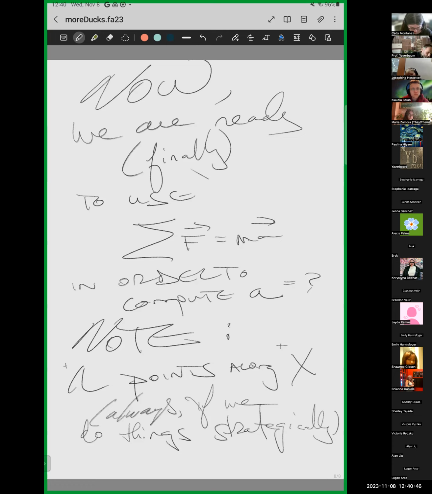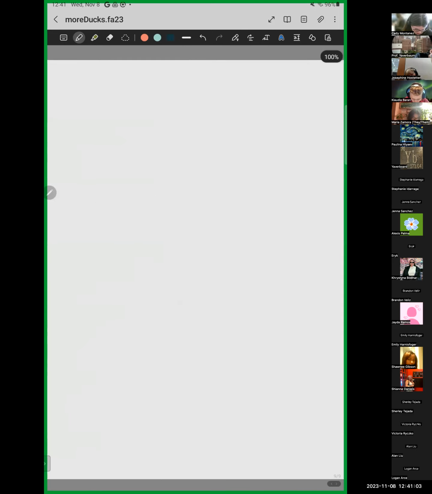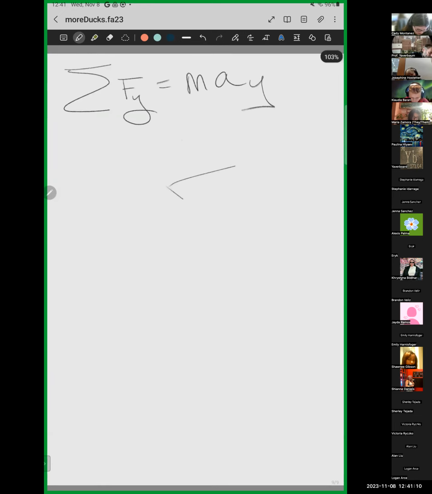So here's what I do. Start with the y-axis. That's a strategy, not a law, but it's a pro tip. What do I mean by start with the y-axis? I'm going to say the sum of all the y forces equals the mass times the acceleration along the y-axis. I'm finally ready to plug in for that left side. All of this work was to know what to plug in for the left side.